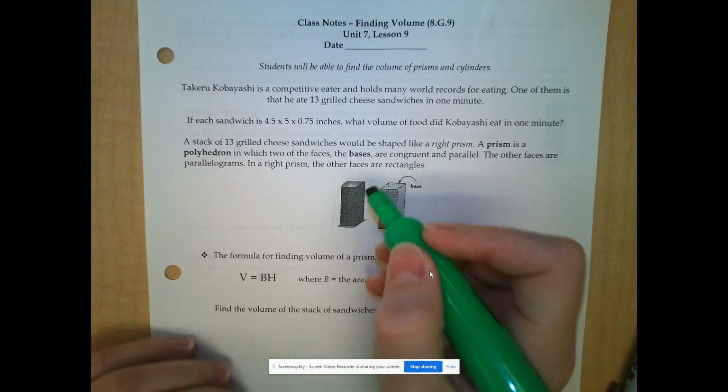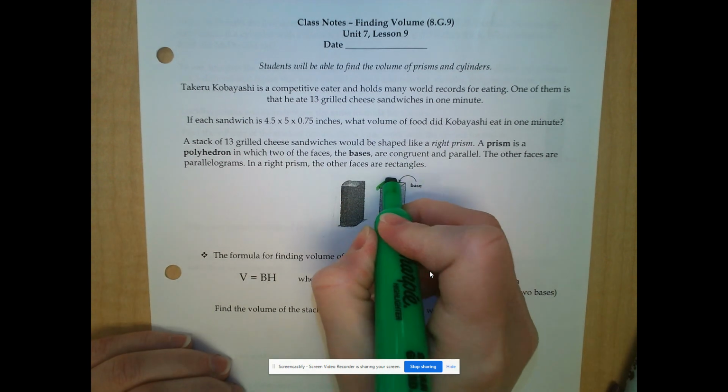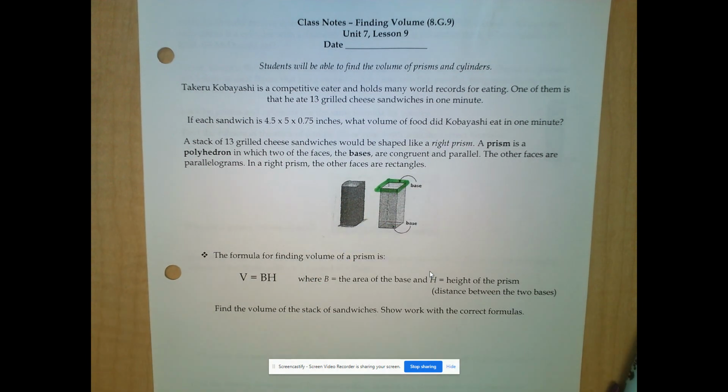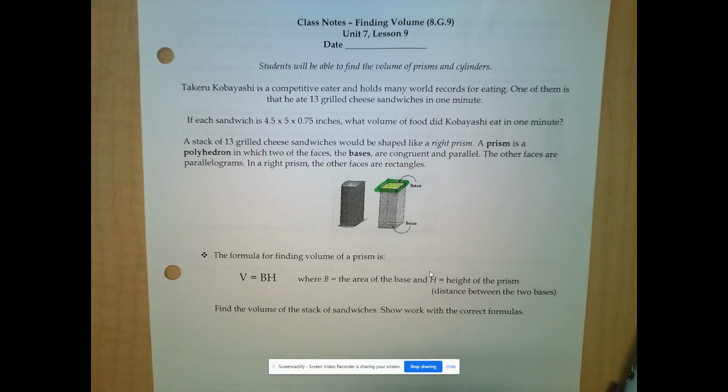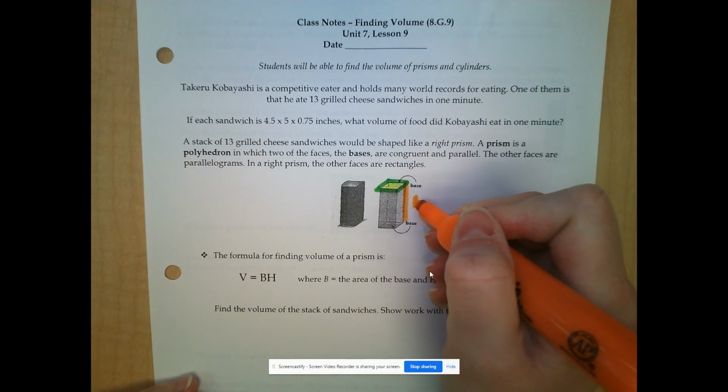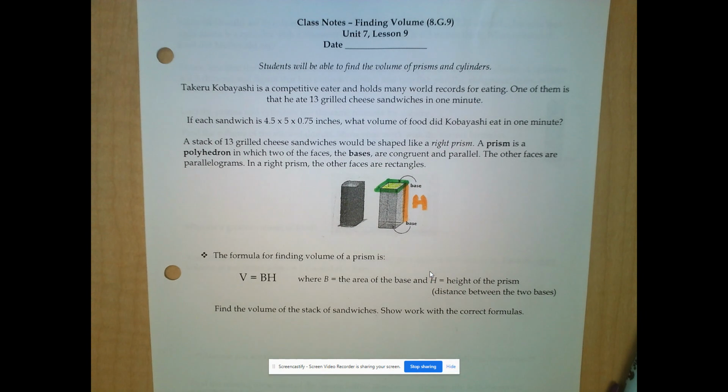So if we look back at our color coding we were using before, we would do the perimeter of the base, and we would do the area of the base, and we would do the height of the prism. Well, you will notice for volume, we don't need perimeter of the base. We only need area of the base and height, which simplifies things a little bit.